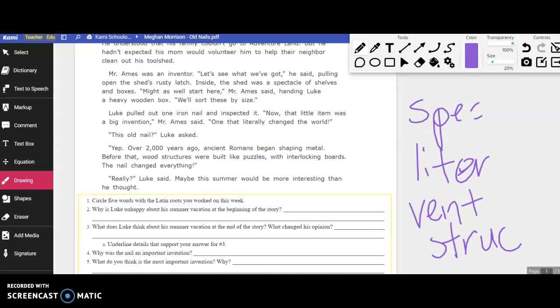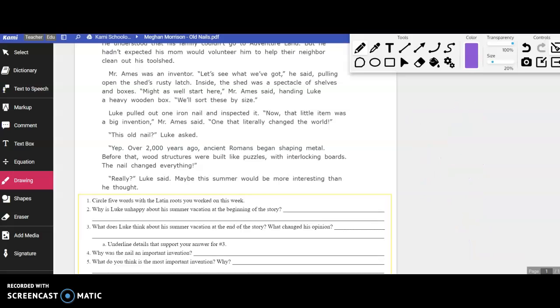There's a couple of comprehension questions. Notice you do have to underline details. Like I said in the last story like this, it's really helping you to prove your answer, which you should be doing for any of them. So say for number 2, why is Luke unhappy about his summer vacation at the beginning of the story? You don't have to underline details for that, but you should still go back and look and say, okay, am I sure that my answer is right? Is there evidence in the text that supports that answer, whether it asks you to or not?